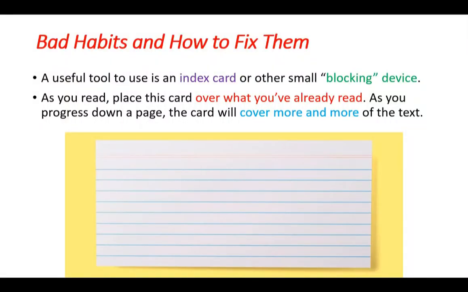A useful tool to use is an index card or other small blocking device. As you read, place this card over what you've already read. As you progress down a page, the card will cover more and more of the text. This will restrict you from going back and also help you realize how much and how often you try to regress.